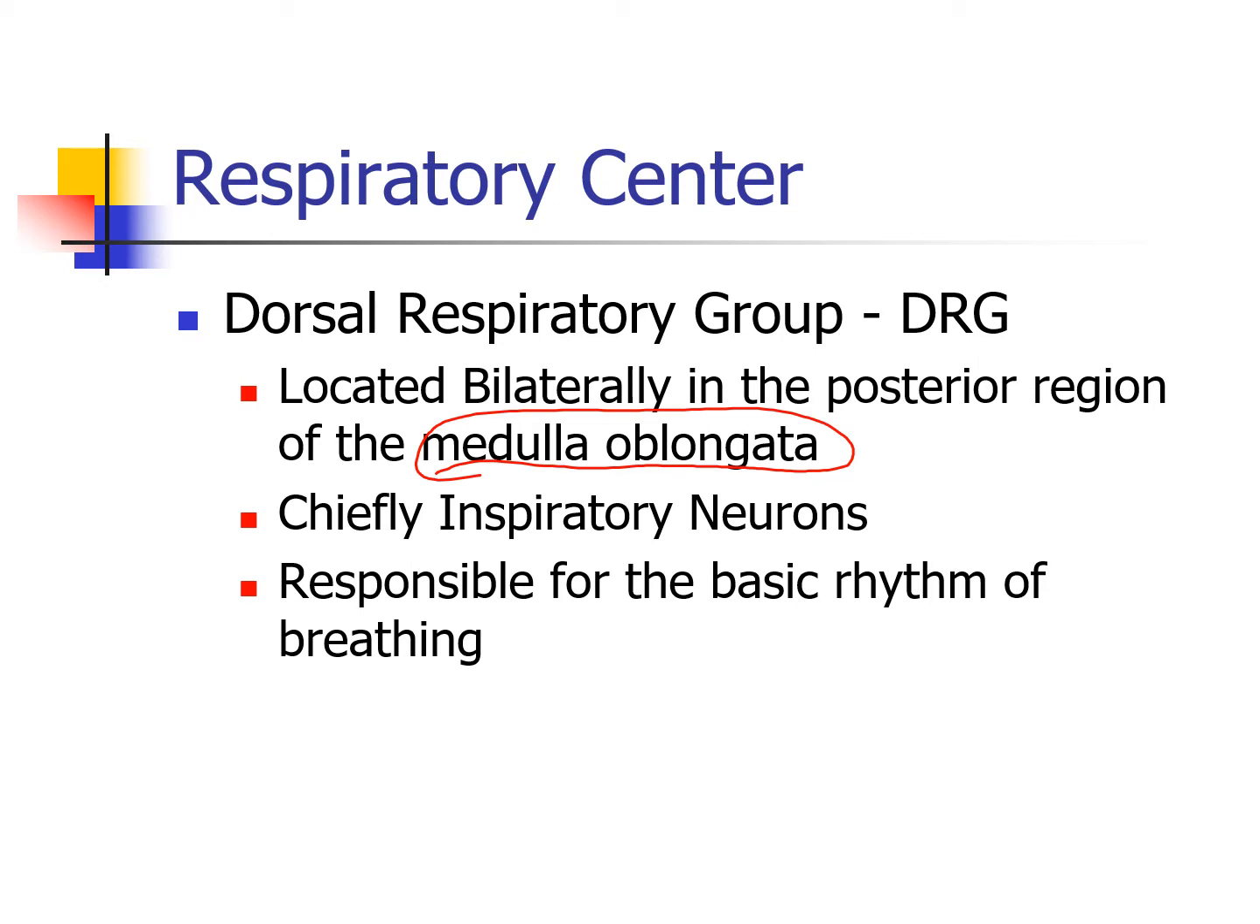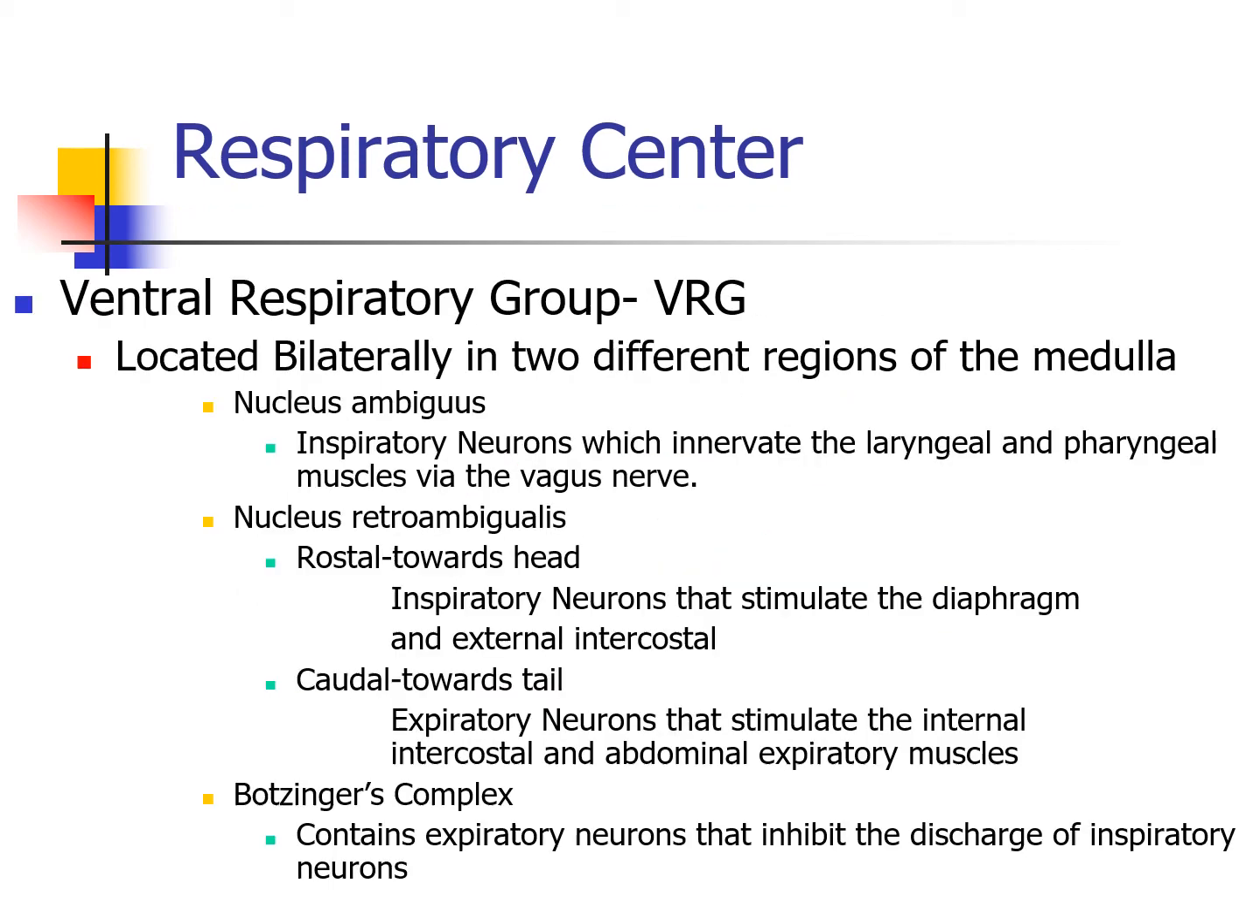The DRG is mostly, like we talked about before, inspiratory neurons. You're going to see a lot of repetition here. It's for your benefit. This is responsible for your basic rhythm of breathing, right? This is what's going all the time. This is your driver. This is what sets the pace and allows you to have that basic rhythm of breathing.